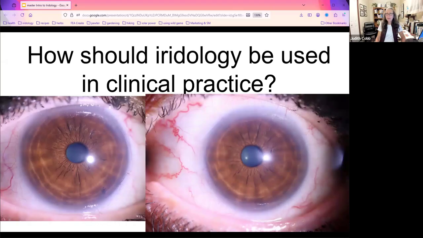So how should iridology be used in clinical practice? Well, again, it should be used to guide our questions and to help us find better answers. This is a client of mine. She's in her mid-50s, and she came to me having hot flashes. I had not seen her in about 20 years, and she was coming back to me because I had helped her solve a problem in one appointment 20 years earlier.